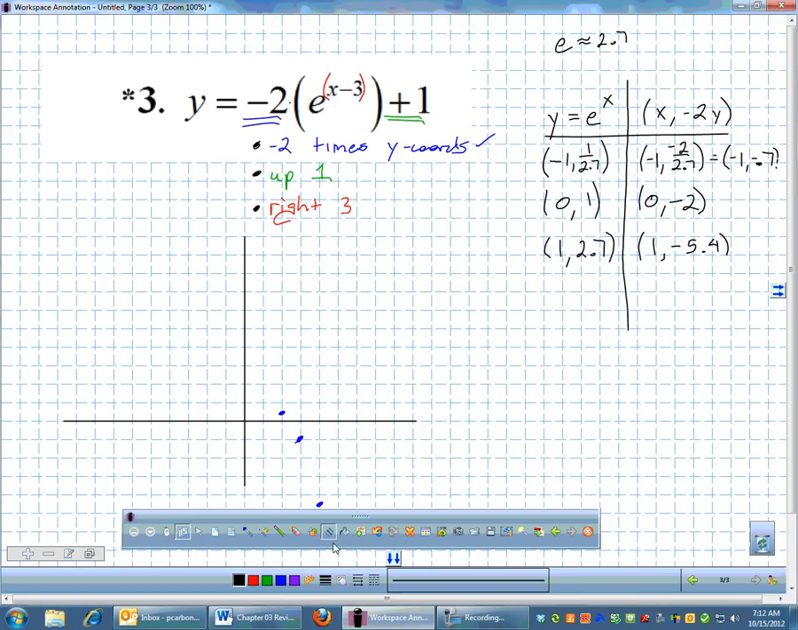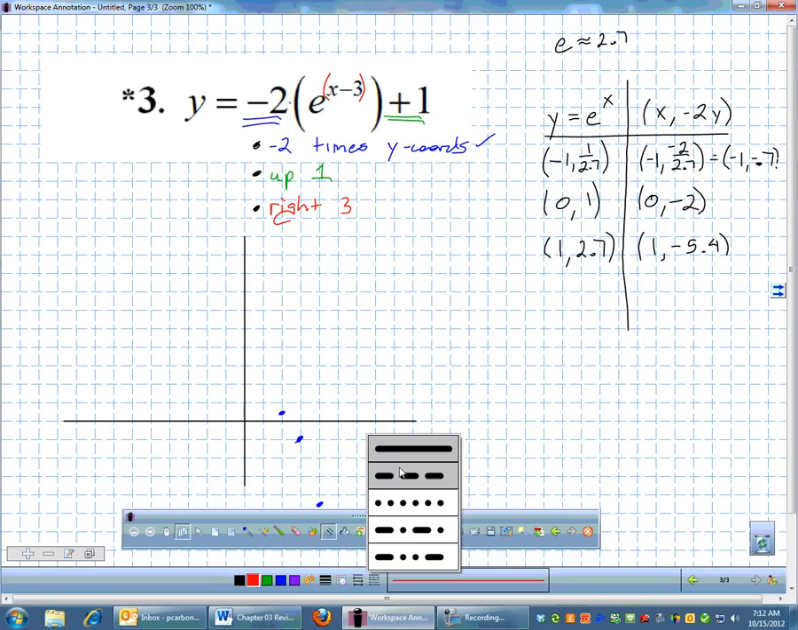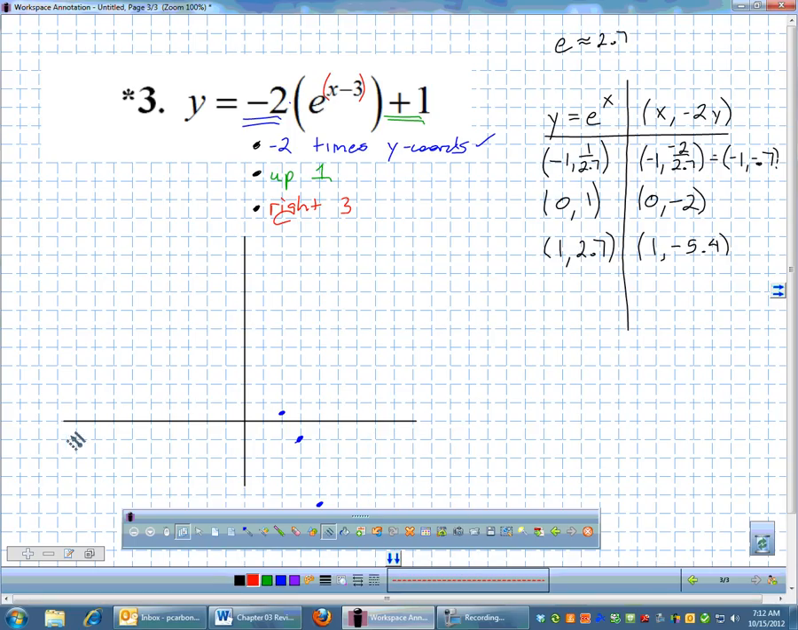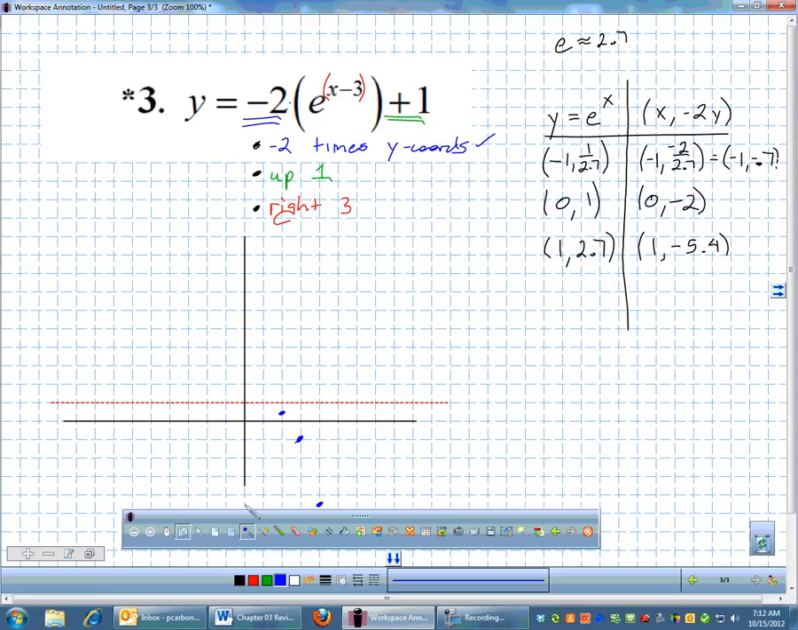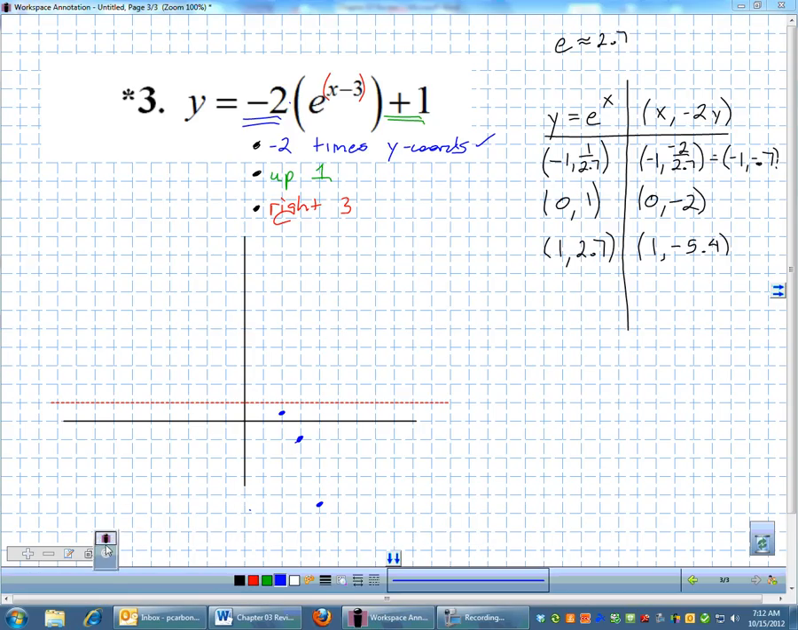So my original horizontal asymptote before any transformations is always on the x-axis. And then I think about my shifts. Multiplying the y's doesn't change the asymptote, it's the shift. So I need to go up 1 and right 3, so I'm going to take this asymptote and go up 1. And if I move it right 3, it's not going to make a difference. So my asymptote is now right here. And that's enough to help me see what this graph is doing.